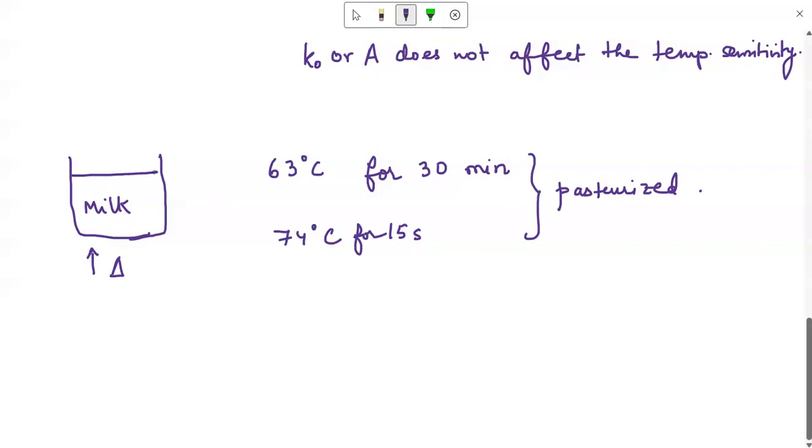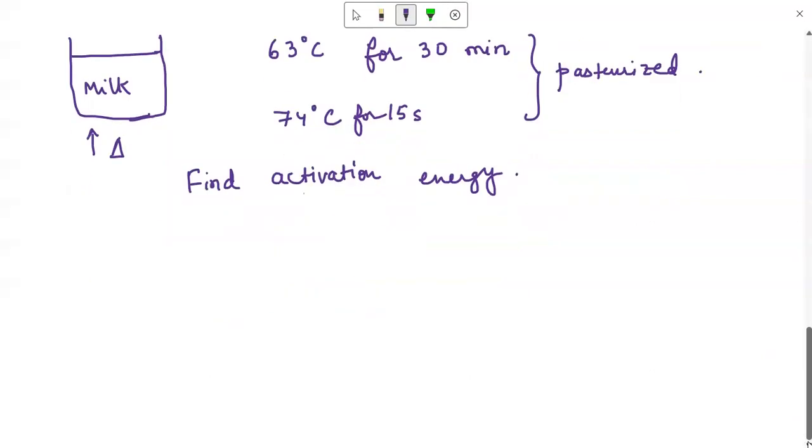Let me reiterate the statement. We have a vessel of milk, we want to pasteurize it. Now, if we are heating it at 63 degrees Celsius, then we require 30 minutes for pasteurization, and if we heat it at 74 degrees Celsius, then we require only 15 seconds for the same result. Now we want to determine the activation energy. Okay, so this is our target. How do we approach this problem?